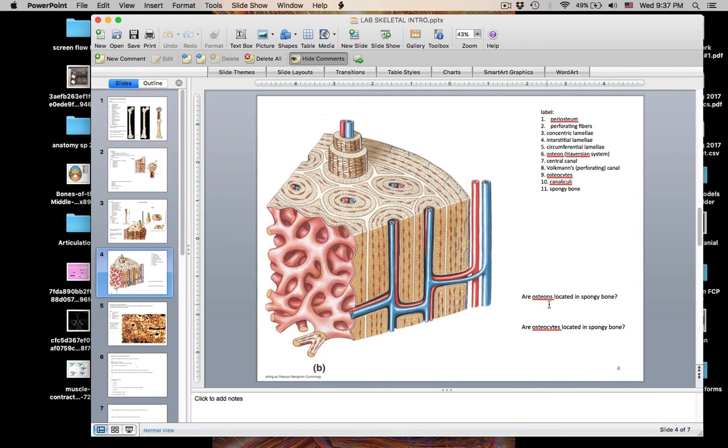Here I'm asking, are osteons located in spongy bone? Here's spongy bone. No, osteons are only located in compact bone. Are osteocytes located in spongy bone? One of the questions is, where are osteocytes located? They're located in lacunae, in compact bone, and you see lacunae down here in the spongy bone? Osteocytes have to maintain the bone. They're in the spongy bone down here too.